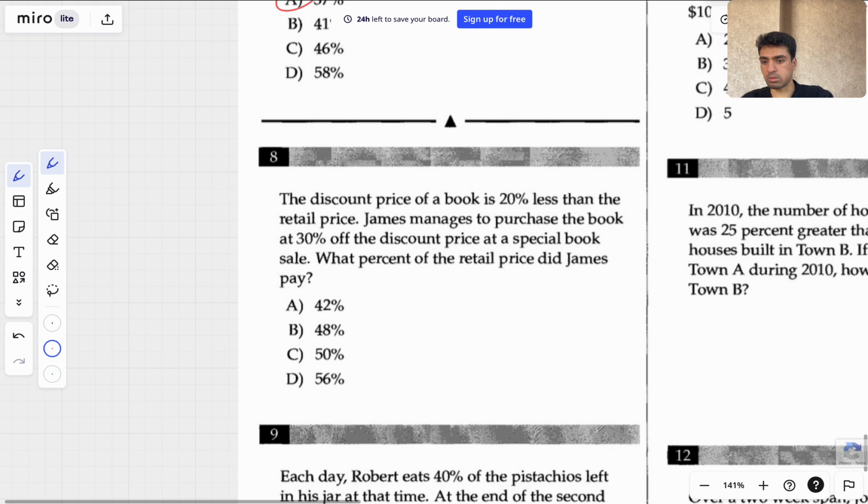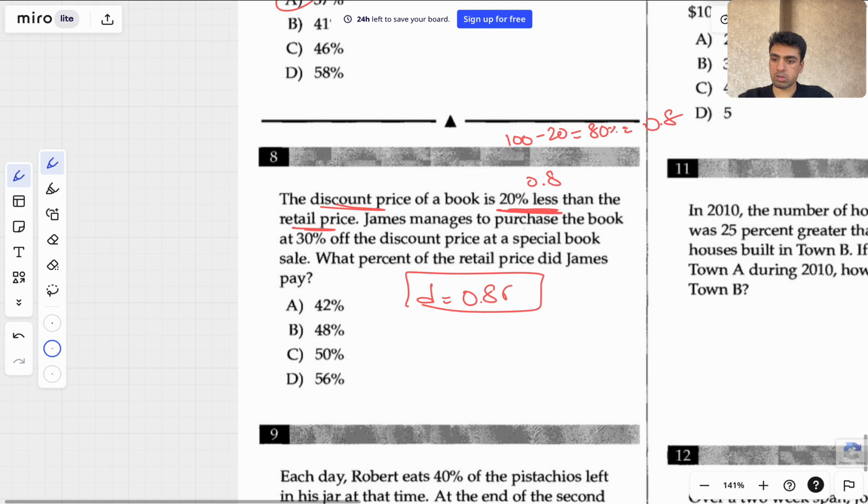The discount price of a book is 20% less than the retail price. So you can write this as the discount is 20% less, means you can write that as 100 minus 20, which means 80%, which means you can write that as 0.8. So D is equal to 0.8 times the retail price. Let's say the retail is R. So that's the first equation.